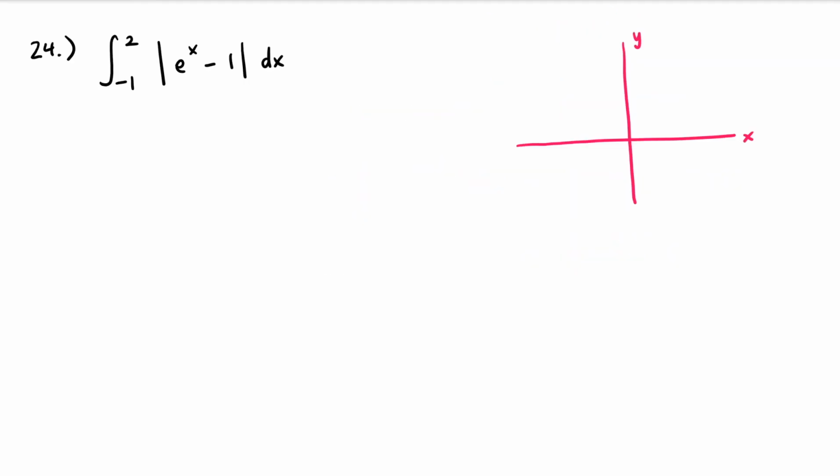In question 24, we have the definite integral from -1 to 2 of the absolute value of e to the x minus 1 dx. Now, what I want to do is start off by graphing y equals e to the x, and that's going to look something like that. So if we were to shift this down 1 unit, the new y-intercept will be at the origin. So here's a quick sketch of y equals e to the x minus 1.